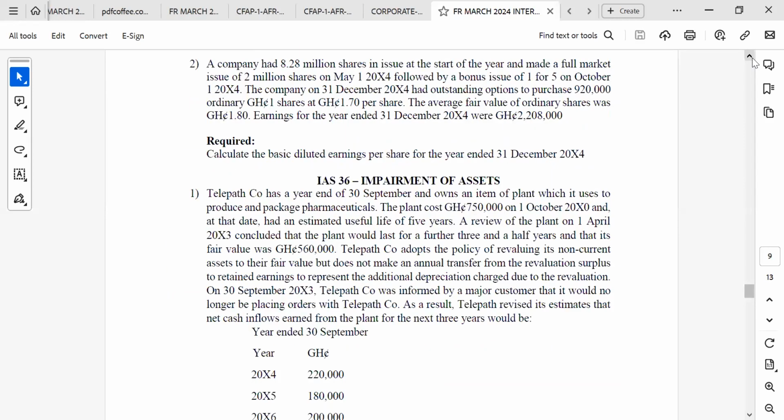Okay, I don't think I can do the non-current asset held for sale and the government grants, but let's take the impairment of assets.